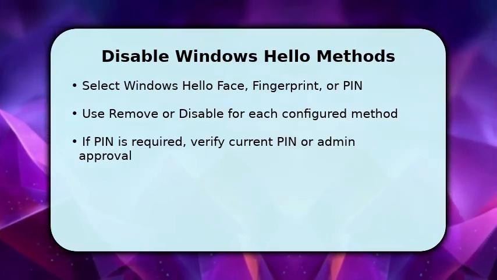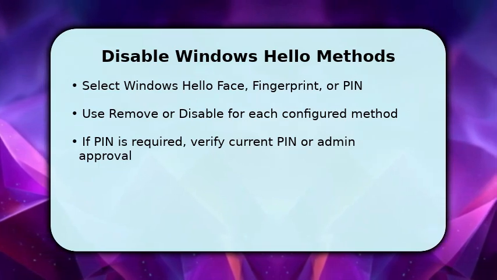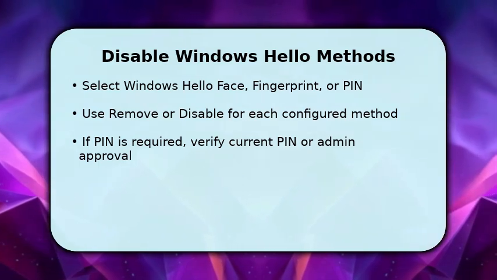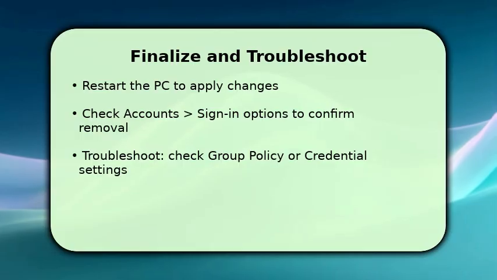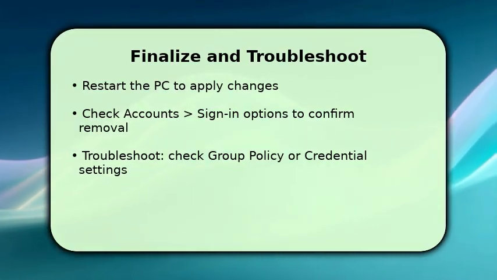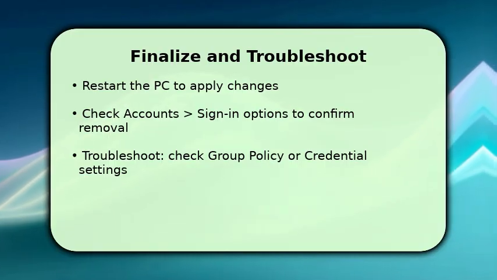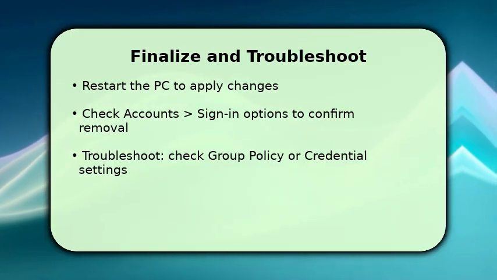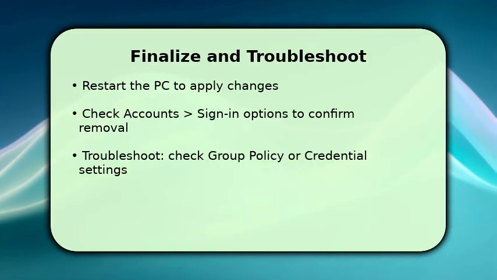After removing methods, restart the PC so settings fully apply across the system. Once rebooted, return to Settings, Accounts, Sign-in Options to confirm Windows Hello entries are gone. If an option persists, check Local Group Policy Editor or Registry settings that may force Windows Hello.